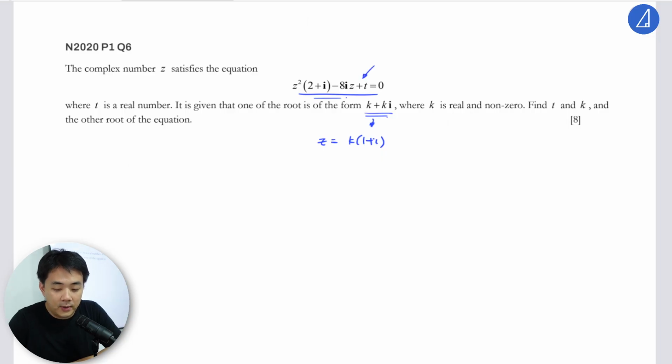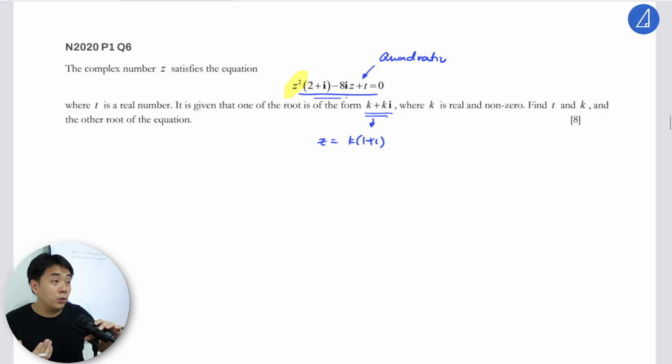The first thing I would like to look at is that this is quadratic. This is quadratic, and this is not the conjugate roots theorem. Quadratic means we have two roots. We are already given one root, so finding the other root shouldn't be any issue.